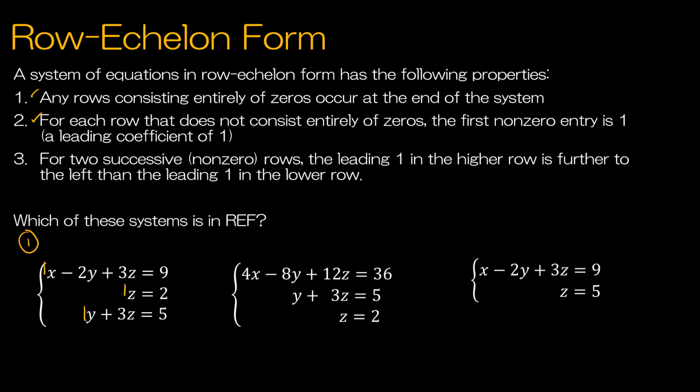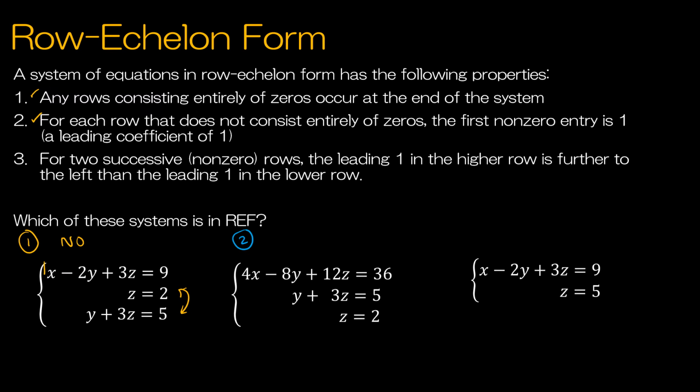But for 3, it says for 2 successive non-zero rows, the leading 1 in the higher row is further to the left. I can see that these 2 equations violate that. The leading 1 in row 3 is further to the left than in row 2. So I could rewrite this in row echelon form by simply swapping those 2 rows. So this is a no, but we can change it into row echelon form by swapping row 2 and row 3.